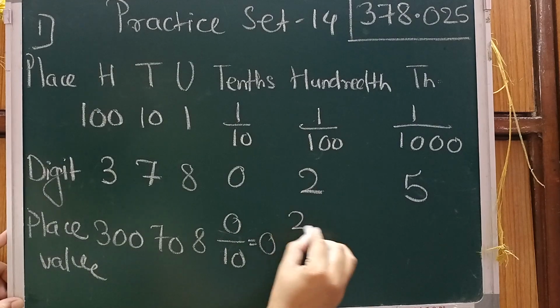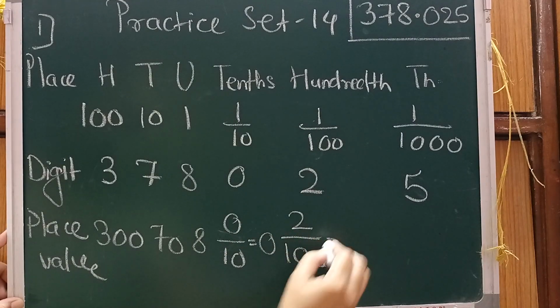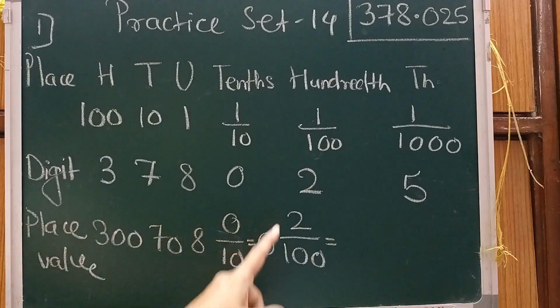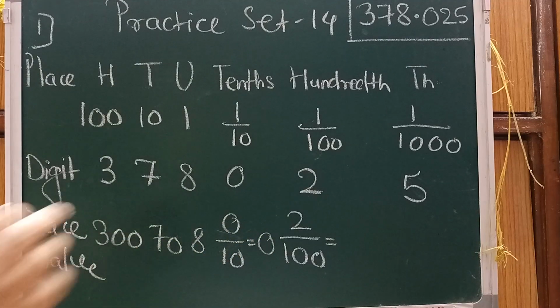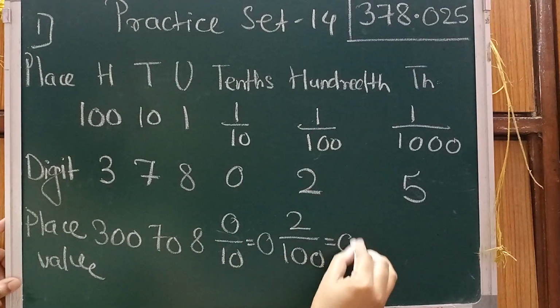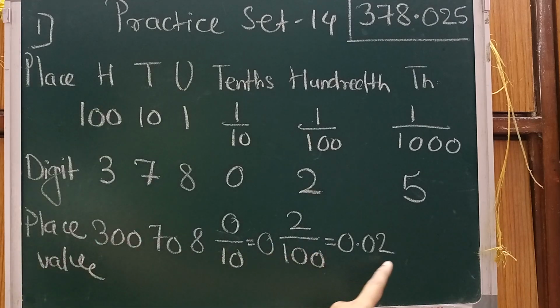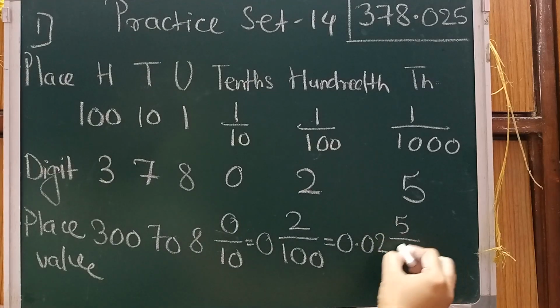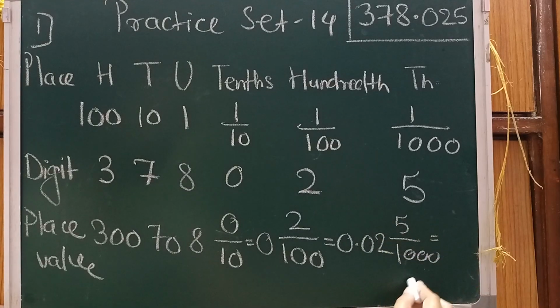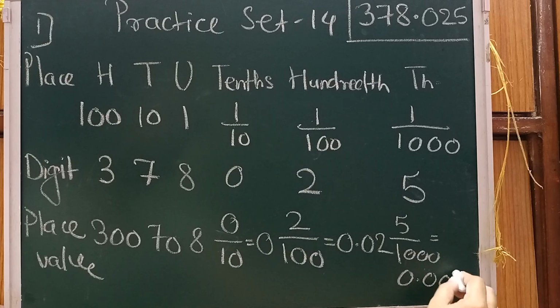Here in place of 1, write 2 upon 100. Now we are going to convert this into decimal fractions. After the decimal point, what is the position of 2? 0 and 2. So you can write 0.02. Similarly for the 5, what do we write? 5 upon 1000 is equal to 0.005. This is the decimal form of 5 upon 1000. In this way we can write the place values of all digits. Now let us see question number 2.